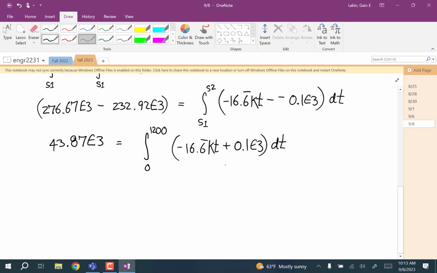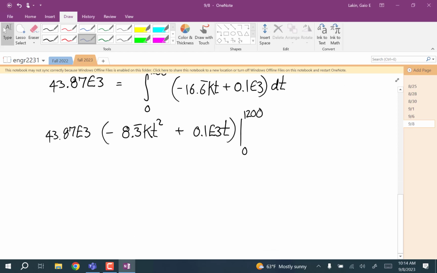Now we're integrating this with respect to time. So we have 43.87 times 10 to the third. If you integrate this with respect to time, you get minus 8.3 repeating times k times t squared plus 0.1 times 10 to the third times t. And this is evaluated from t equals 0 to 1200.